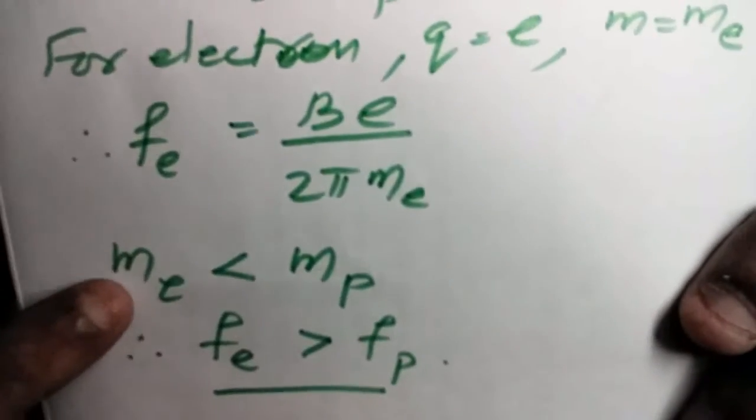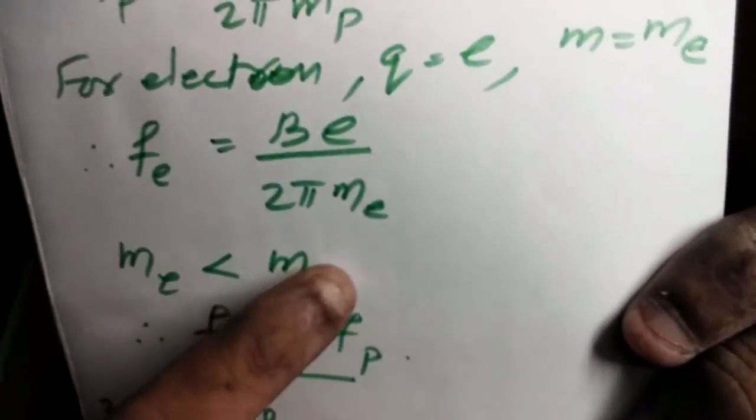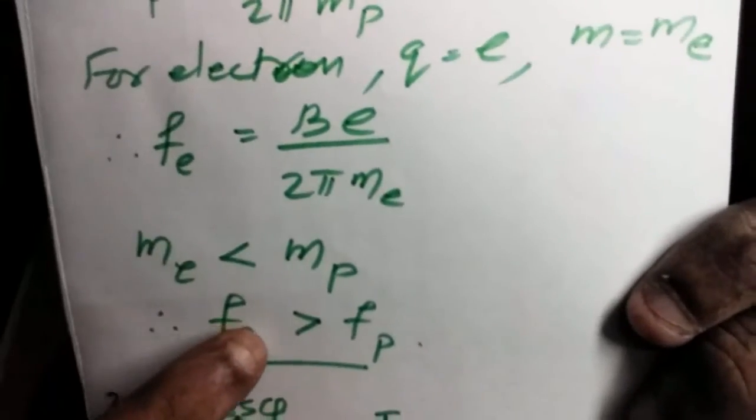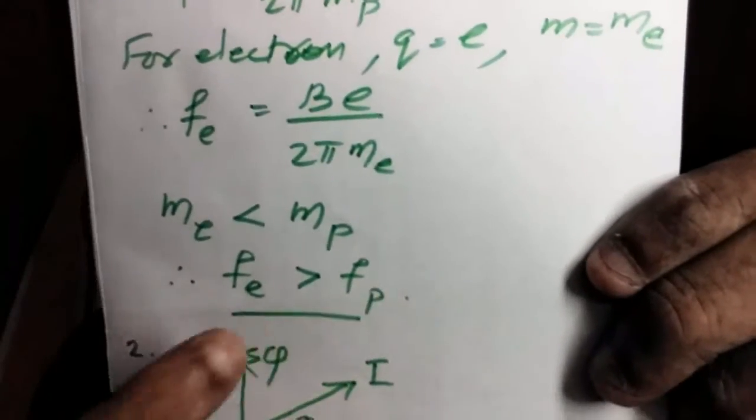We know that the mass of the electron is less than the mass of the proton. That means fe, the frequency of the electron, will be higher than the frequency of the proton. That is the solution.